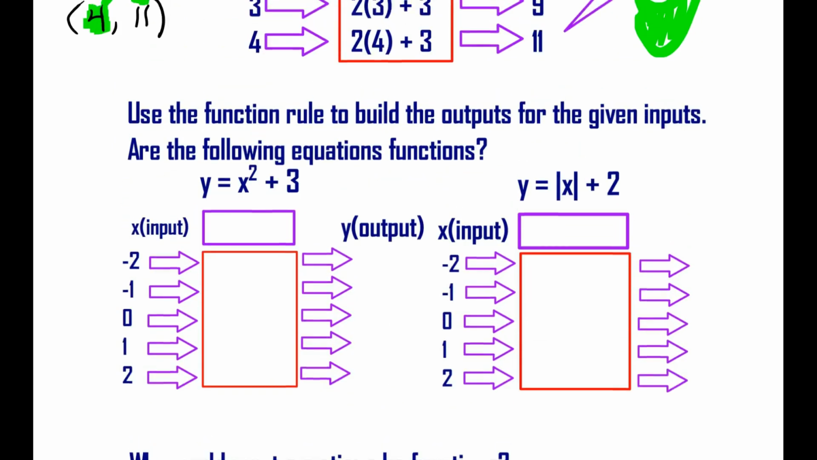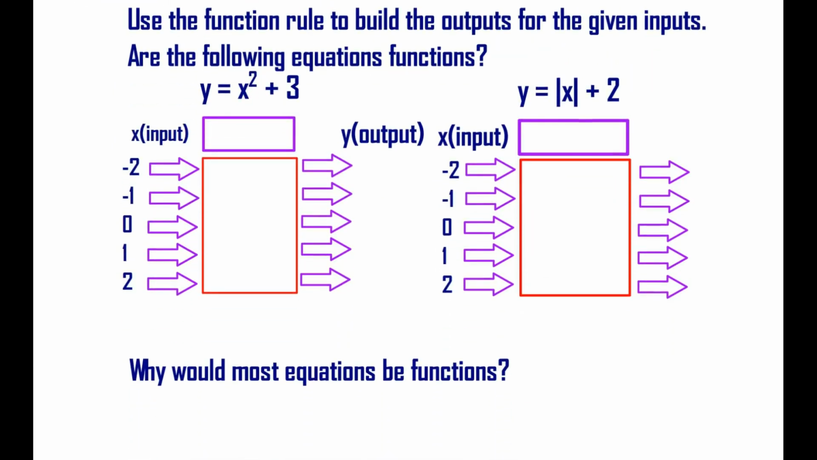All right, so it says use the function rule to build the outputs for the given inputs. Are the following equations functions? So my function rule is the expression that produces the y, which is my output. So my function rule here is x squared plus 3. So this is where people get in trouble. When I put in -2, I am squaring -2, and then I'm adding on 3. -2 squared is -2 times -2, which gives you a positive 4. 4 plus 3 is 7.